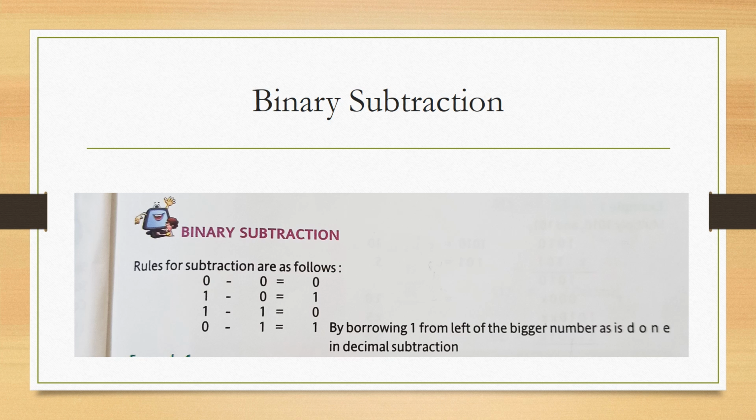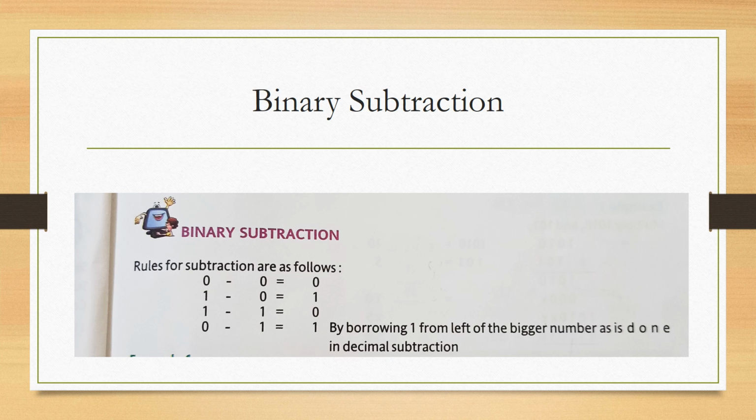Binary subtraction. Let us now go with the next operation on binary numbers. Before we start learning binary subtraction, let us go through the rules. If we subtract 0 minus 0, the answer is 0. 1 minus 0 is 1. 1 minus 1 is 0. And if we take 0 minus 1, the answer is 1.